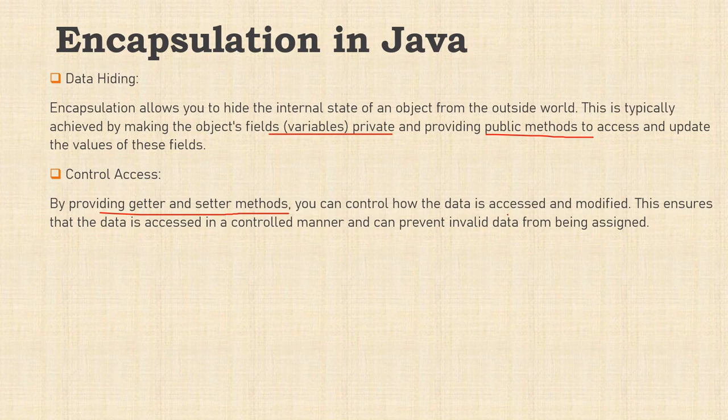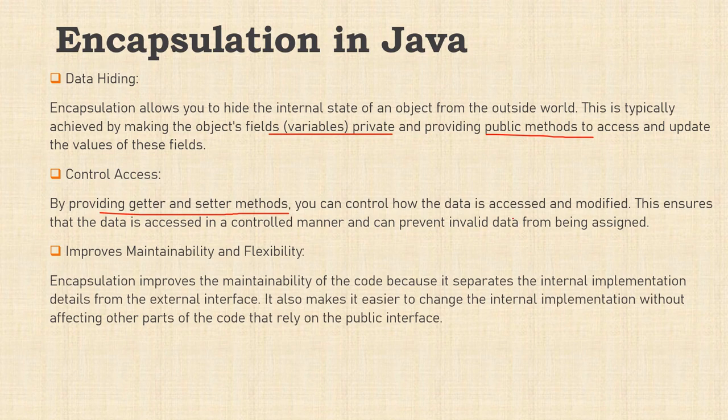Okay, so just now we have discussed the getter and setter methods, and how encapsulation improves maintainability and flexibility. It improves the maintainability of the code because it separates the internal implementation details from the external interface. It also makes it easier to change the internal implementation without affecting other parts of code that rely on your public interface.